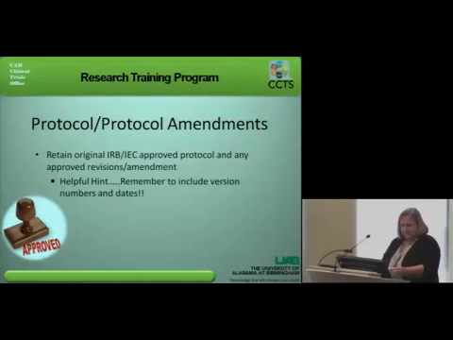Okay, another thing is the protocol amendments. Now we will discuss this protocol and protocol amendments. There has been an entire section on the protocol in one of these presentations that you'll go over. But the key take-home point that I want you to remember from this is to please remember that all protocol changes must be approved before you can implement them at your site. And make sure that you have your current version number and the version date on your protocols and on your approvals.